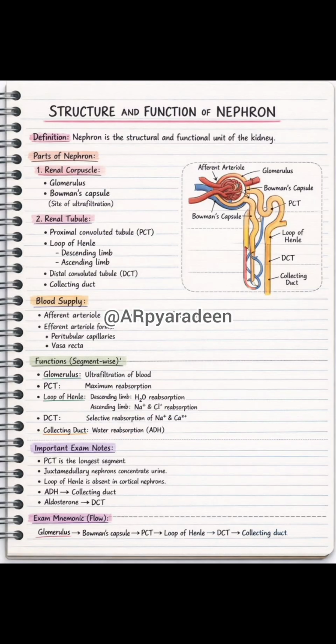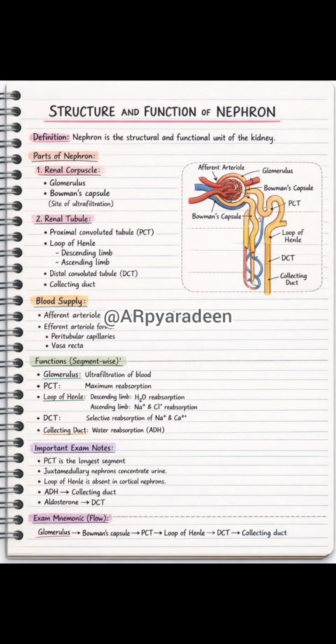chloride ions. See, what is the role of the loop of Henle in this process? First, the loop of Henle is a U-shaped loop in which ascending and descending limbs are present. The descending limb reabsorbs water and the ascending limb reabsorbs sodium and chloride ions. It helps in concentrating urine. What is the importance of reabsorption? It prevents loss of essential substances. It maintains body fluid balance.